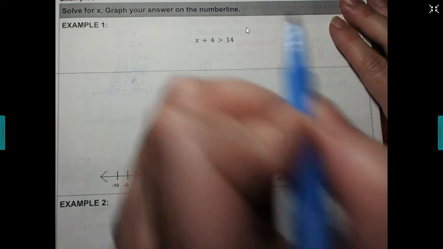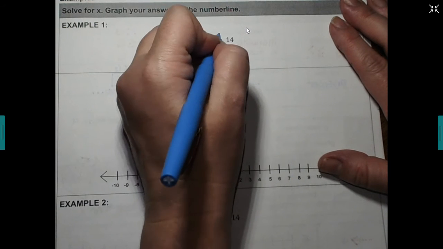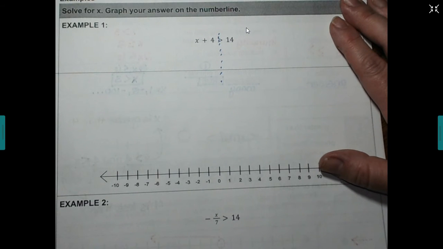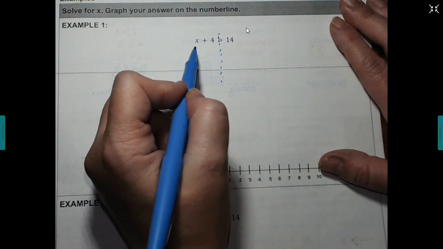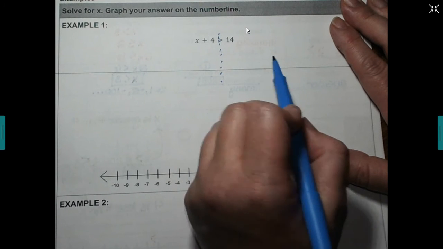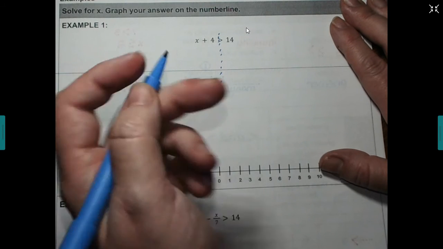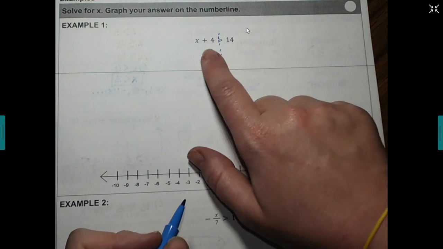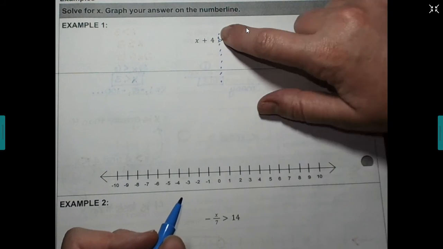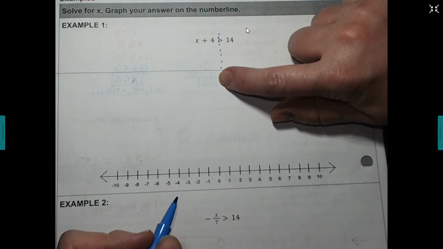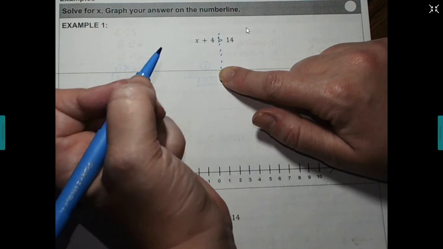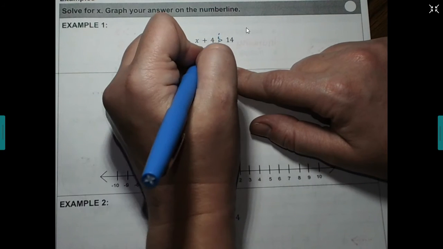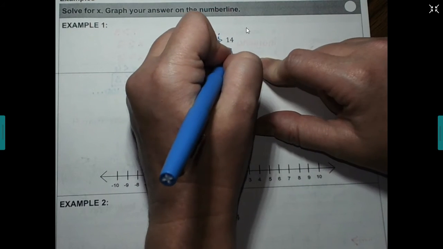Solve for x, graph your answer on the number line. Remember, this is the same as if we were solving an equation. I'm trying to get x by itself, and that's it. Following my same rules, my same procedures, everything I know how to do. I have x on this side. I drew my gate through my inequality sign. We'll talk about the inequality sign in a minute. But I know right away that to get my x by itself, I need to subtract 4 from both sides.